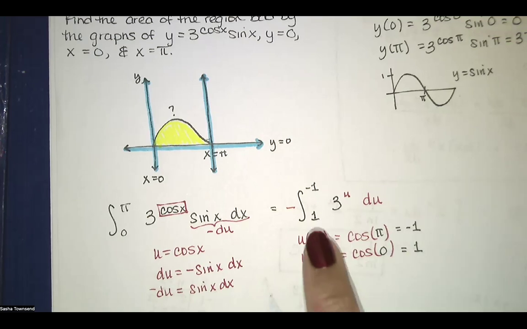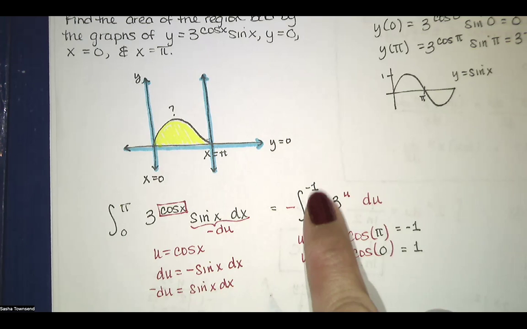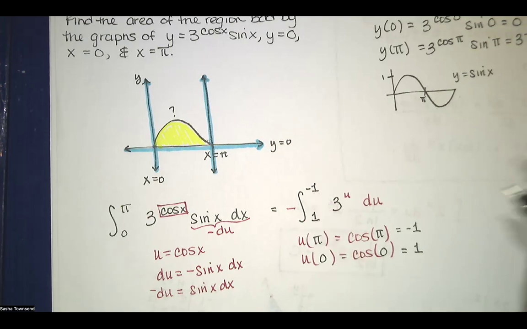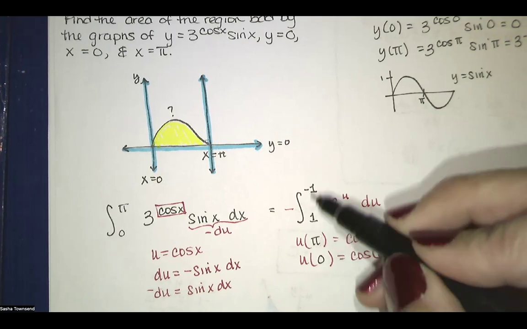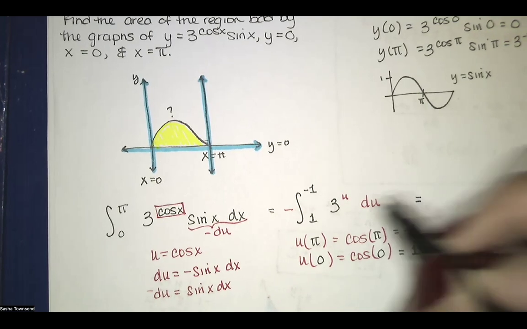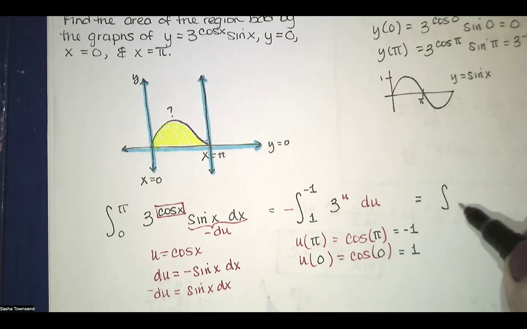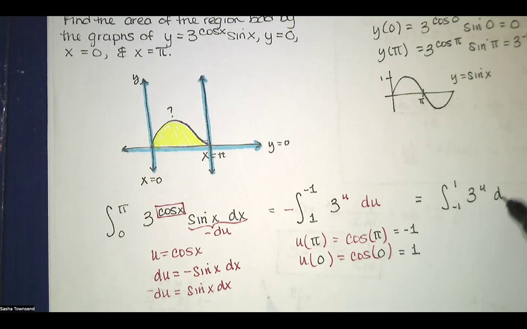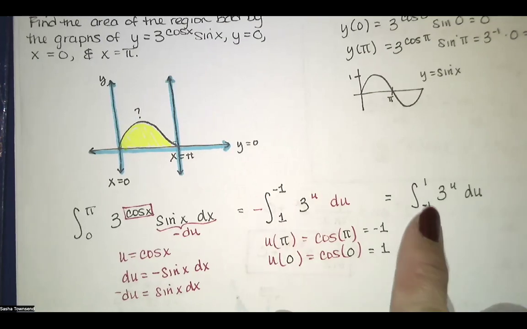Now, some students will say, I don't like that because 1 is greater than -1. And shouldn't the lower number be on the bottom instead of the top? You say, well, yeah, if you prefer to have the -1 here rather than the +1 here, you can multiply by -1 and flip those bounds. It's totally fine. You can do that. So this integral is equal to this integral.